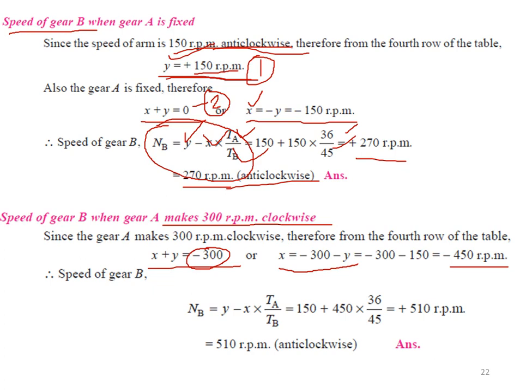So you substitute now to get the speed of gear B. What will be the speed of NB? Substitute with the new values. Here Y is 150 and X is minus 450. So minus of minus 450 is 450, plus 36 by 45. Now you get the speed of B as 510 rpm, and the direction is anti-clockwise. So you got this answer.